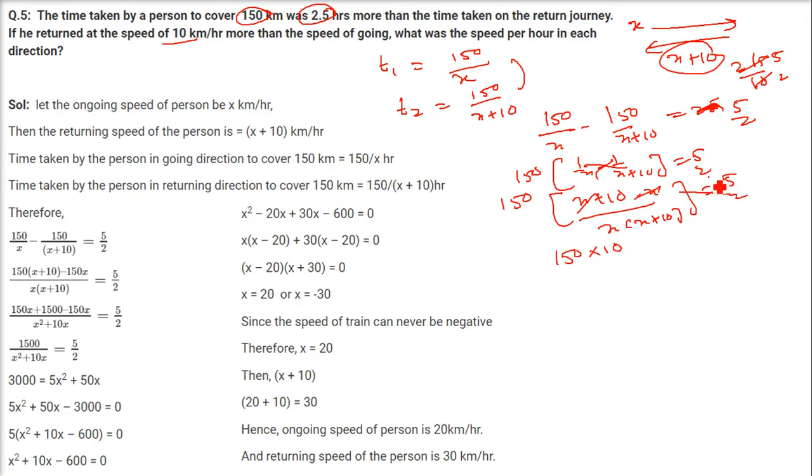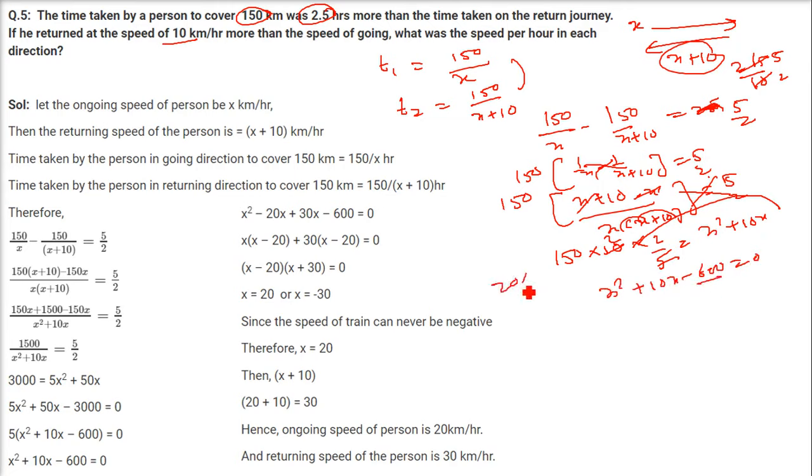Now take 2 here in the numerator, 5 in the denominator. This will be x square plus 10x. This will be 5 to the 10, so 2 to the 4, 4 into 15. 4 into 15 into 4 into 150, that is 600. This will give you x square plus 10x, and this is 600. I am taking this here. So x square plus 10x minus 600 equal to 0.